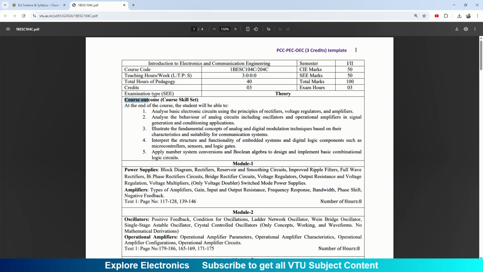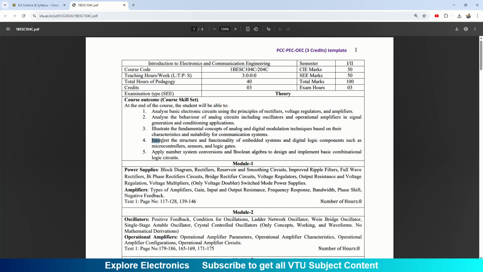The course outcomes mean that after studying this subject, students should be able to analyze basic electronic circuits using principles of rectifiers, regulators and amplifiers. They should be able to analyze the behavior of analog circuits, including oscillators and operational amplifiers, in signal generation and conditioning applications. Then students should be able to illustrate the fundamental concepts of analog and digital modulation techniques based on their characteristics and suitability for communication systems.